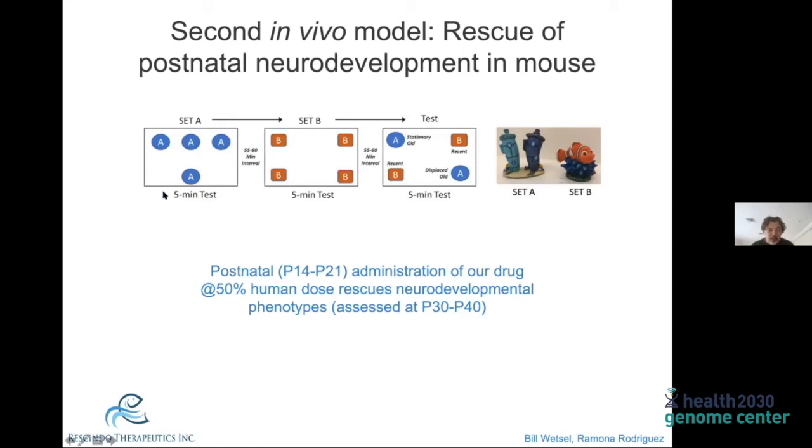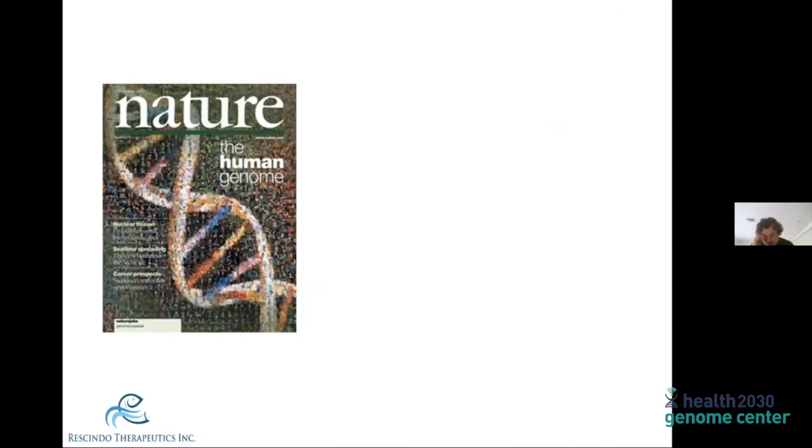And the other thing to say is that the amount we used was only 50% of the human dose, 5 mg per kilogram, which means that we're well within the tolerated range. As Ioannis said, we have obtained FDA approval. We're now collecting sites for the clinical trials, and we hope to have good results soon.